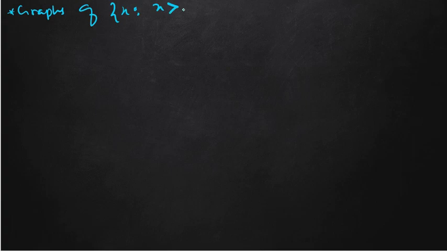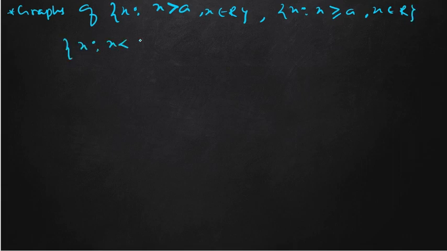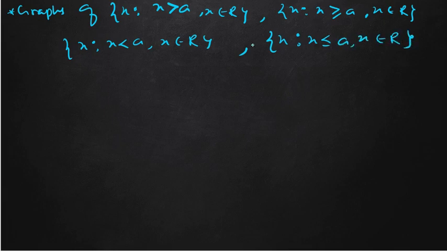Okay, so the graphs of like this: x such that x is greater than a, may be any number, and x is a real number, or x such that x is greater than or equal to a, x belongs to real numbers, or x such that x is less than a, x belongs to real numbers, or we can take x such that x is less than or equal to a, x belongs to real numbers. So in all these you can see only one endpoint is given.